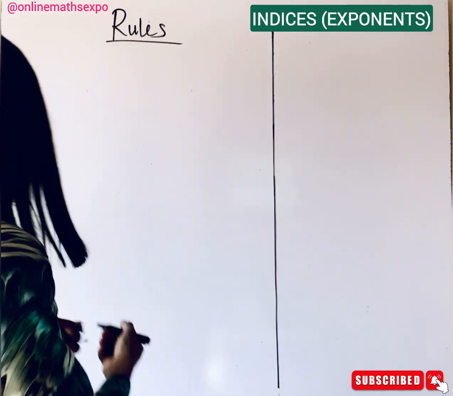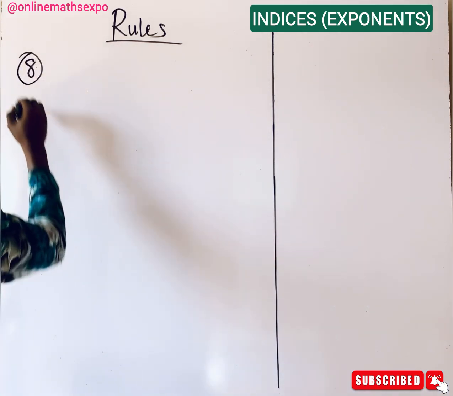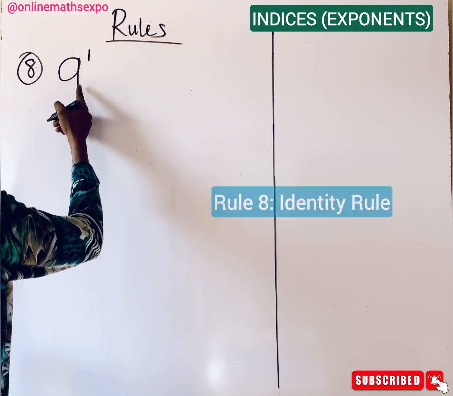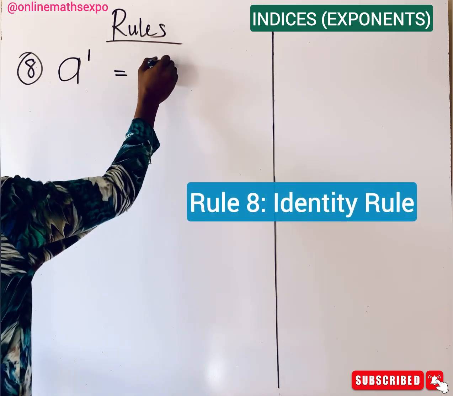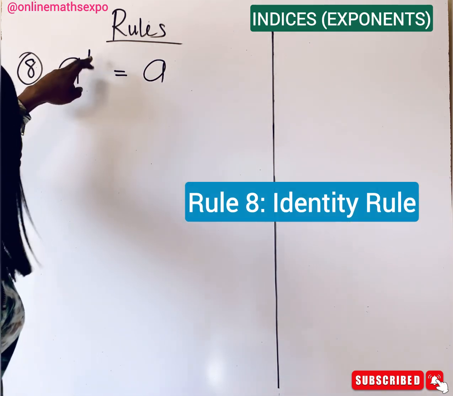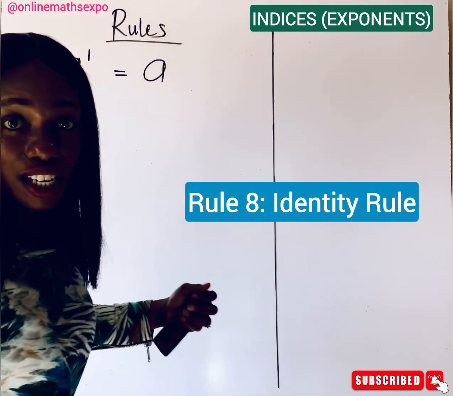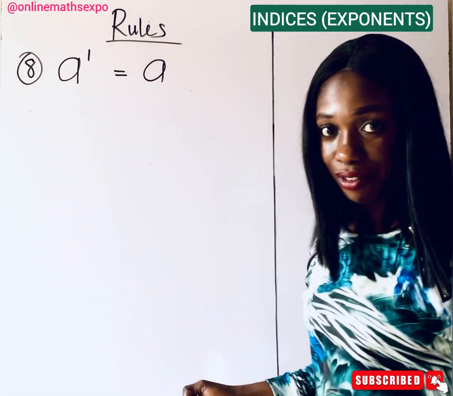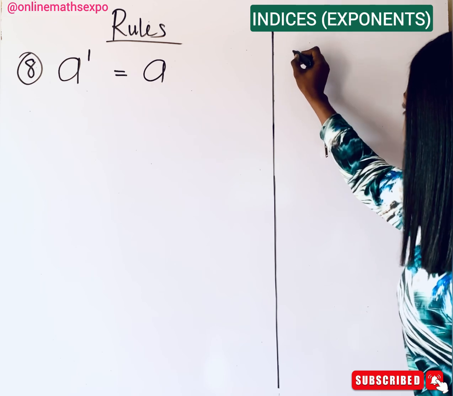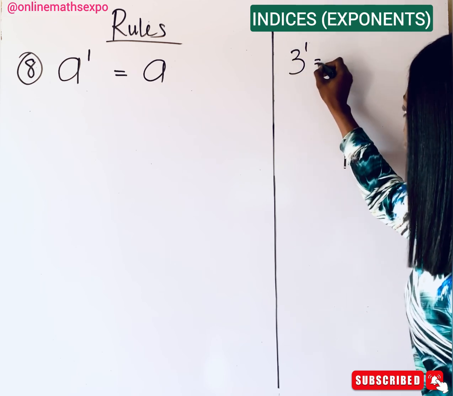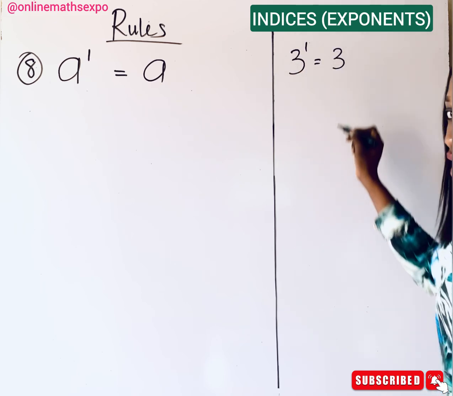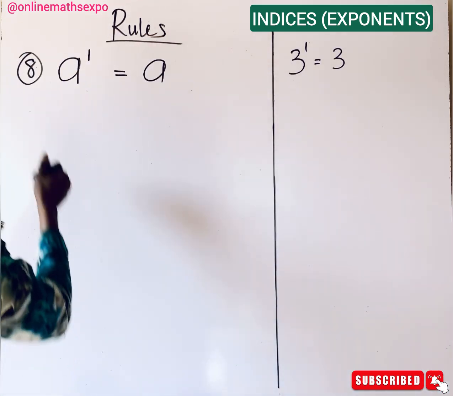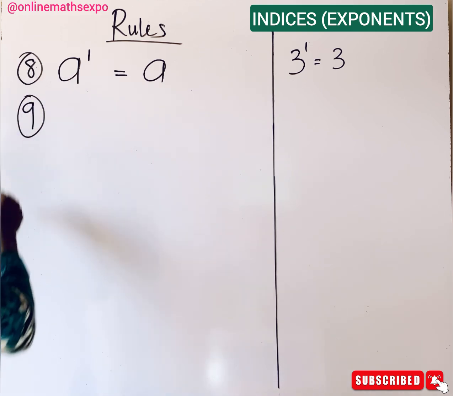Rule number 8. So what do we have here? Each time you have a number and it's raised to the power of 1, it is giving you what? The same number. Remember we said this number shows the number of times it appears. So it means it's going to appear once, and that's why we have this. So we can just have an example like 3 raised to the power of 1. You just have it as 3. And so many of them. Now let's take the next rule, and the next rule is rule number 9.